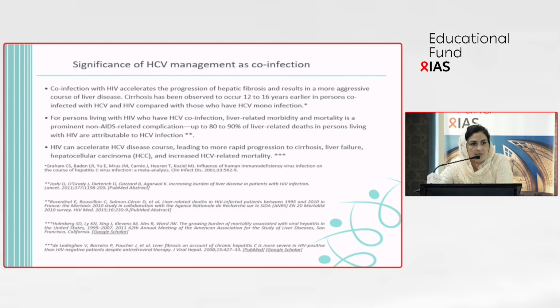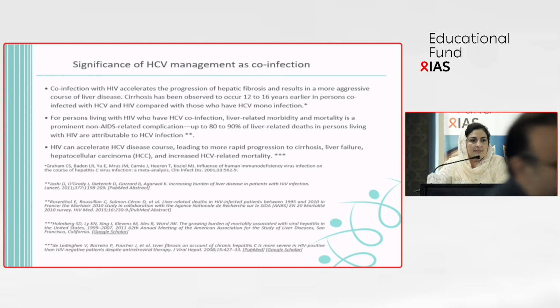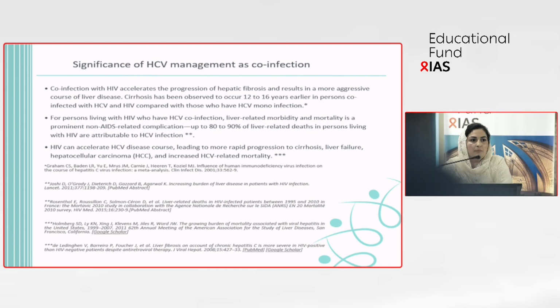For persons living with HIV who have hepatitis C co-infection, liver-related morbidity and mortality is a prominent non-AIDS related complication. Up to 80 to 90% of the liver-related deaths in persons living with HIV are attributable to hepatitis C infection. HIV can accelerate the hepatitis C disease course, leading to more rapid progression to cirrhosis, liver failure, hepatocellular carcinoma, and increased hepatitis C virus-related mortality.